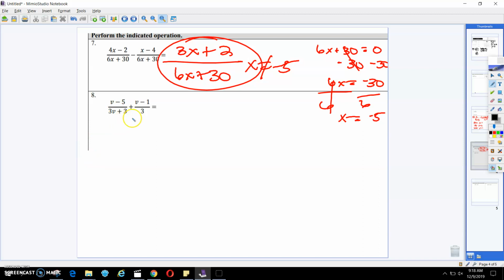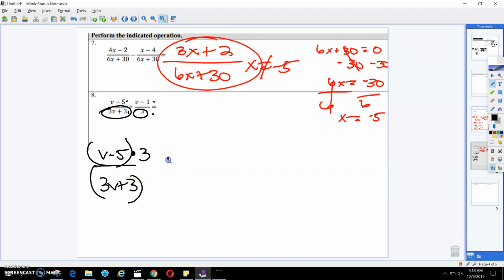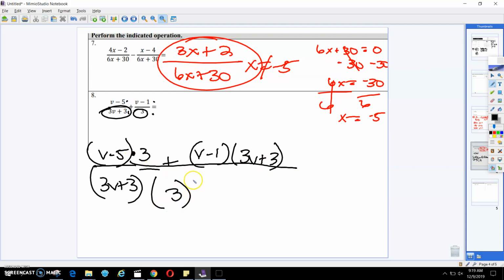Alright, on number 8, we've got different denominators. So we're going to have to take what is in the denominator and find a common denominator. So what I would do is I would take this and multiply this stuff over here and this and multiply this stuff over here. So that's going to give me v minus 5 over 3v plus 3. And I'm going to multiply that on the top and bottom by 3. And multiply by 3. Over here, we're going to have v minus 1, and we're going to multiply it by 3v plus 3. We're going to make all of this one big fraction.